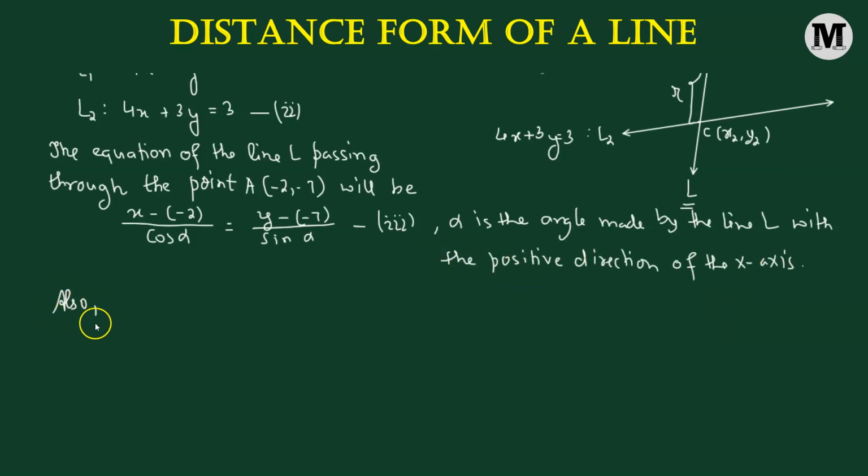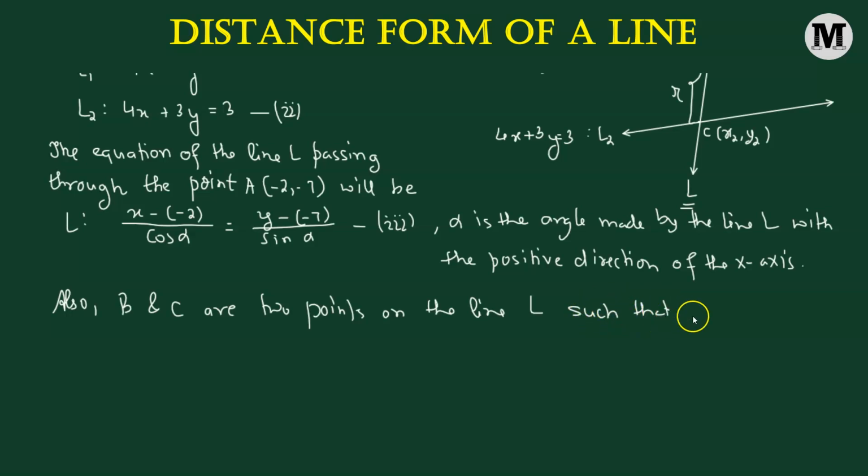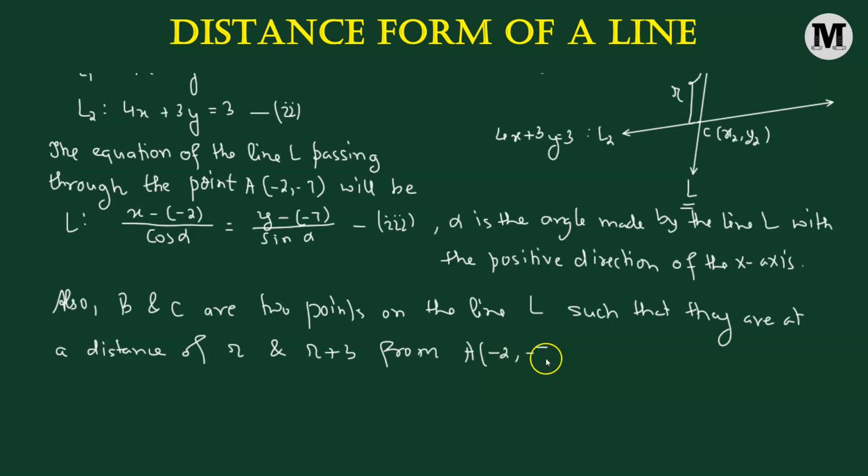Also, the points B and C are two points on the line L. This is the line L whose equation we have considered to be x plus 2 over cosine alpha equals y plus 7 over sine alpha. Then we can say that they are at a distance of r and r plus 3 from the point A with coordinates -2, -7.